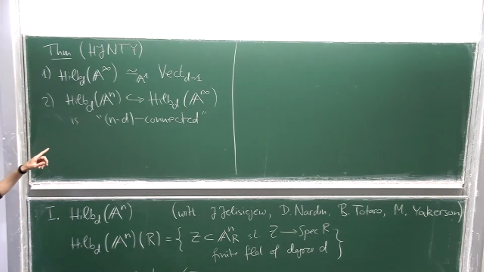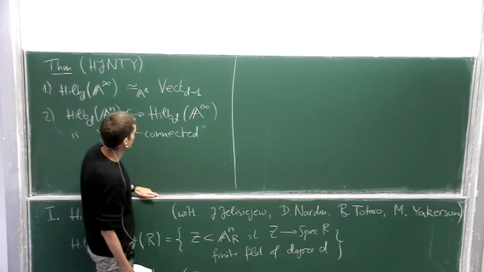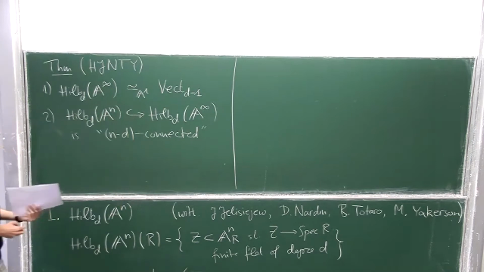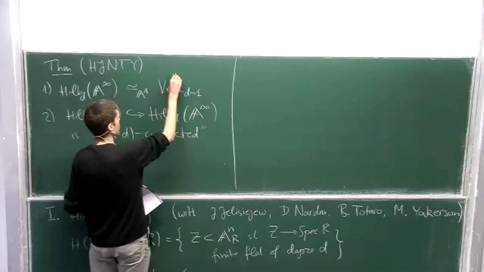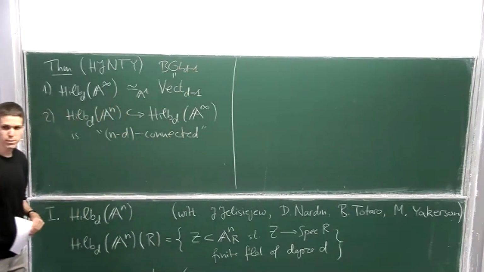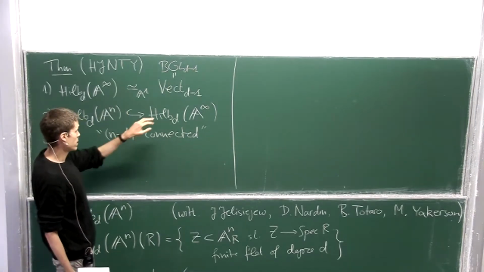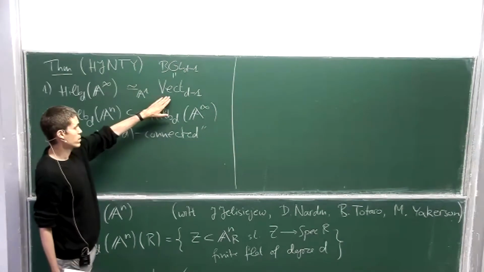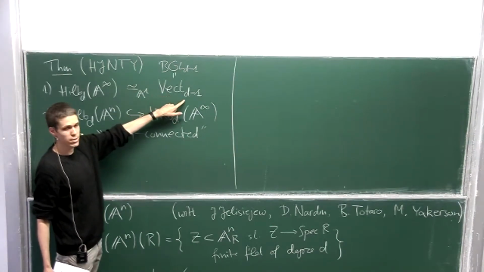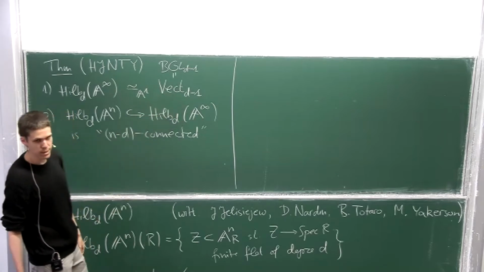There's a question from the chat. Could you mention again what vec D-1 is? Yes, vec D-1 is the moduli stack of rank D-1 vector bundles, which you could also denote by BGL D-1, the classifying stack of this algebraic group. And in A1 homotopy theory it is also a standard result that this is A1 equivalent to just the Grassmannian of D-1 dimensional planes. So if you want an honest scheme here instead of a stack, you could just take this Grassmannian.